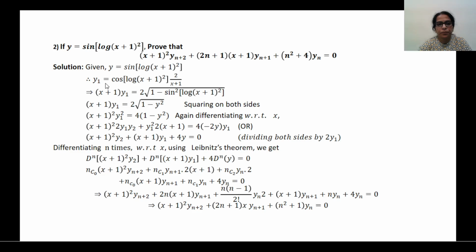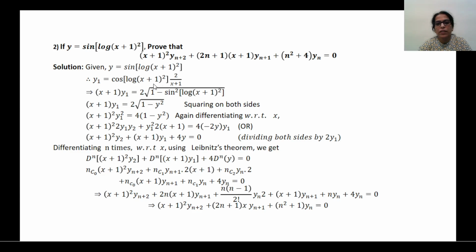Okay, now differentiate this. y1 is equal to cos of 2 log of (x plus 1) into the differentiation of log of (x plus 1), where 2 is a constant and stays as it is.